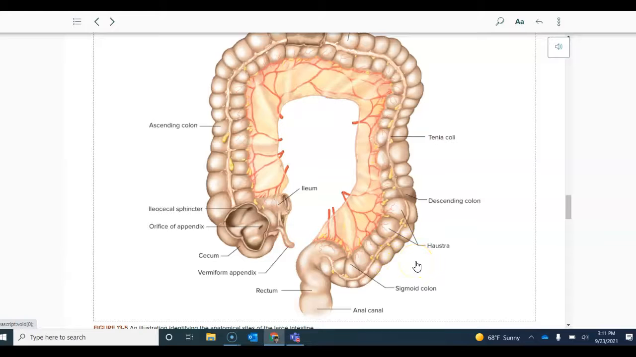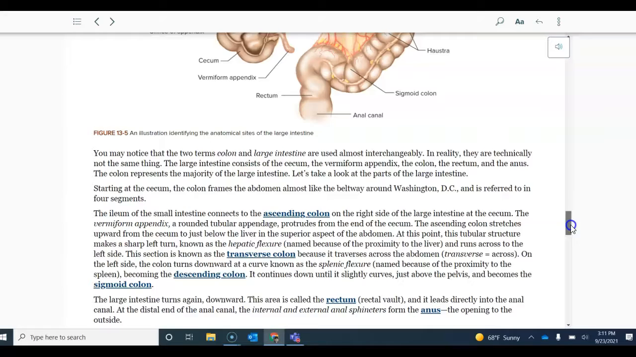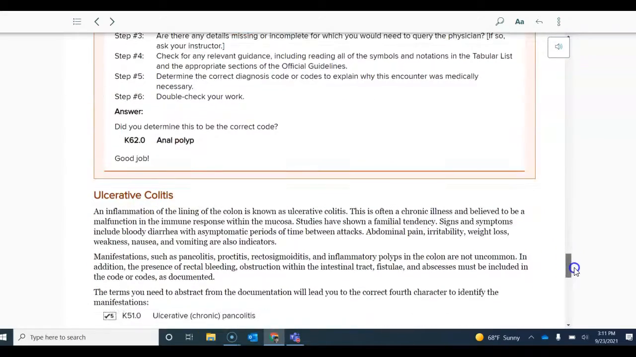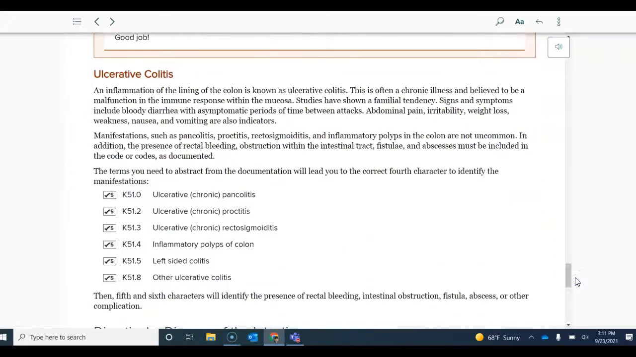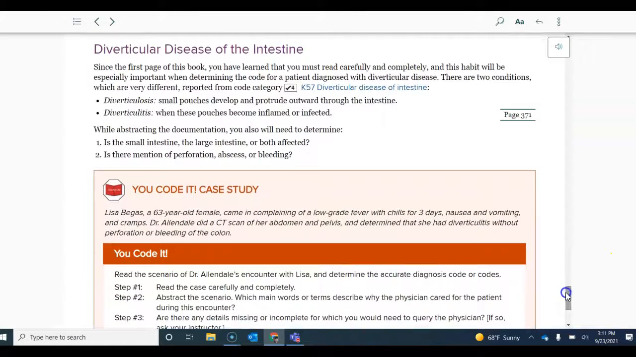So that could require a resection, a colon resection. Here's a review of anatomy, and then here is what we call ulcerative colitis, which means inflammation of the colon. And then here is the section about diverticulosis and diverticulitis. Because there is a difference. Some people may use them interchangeably, but there is a difference.